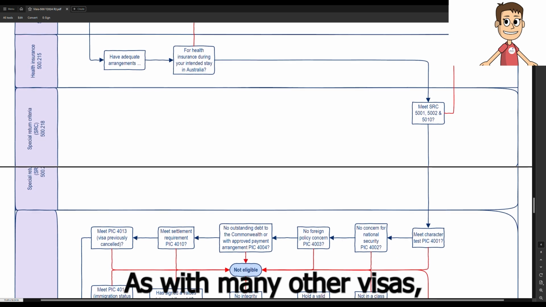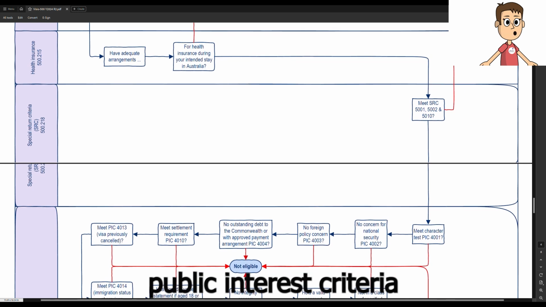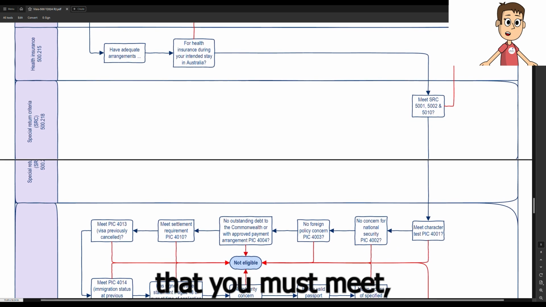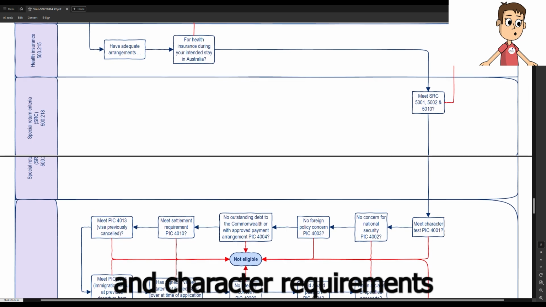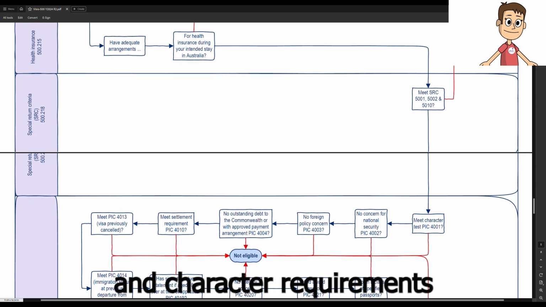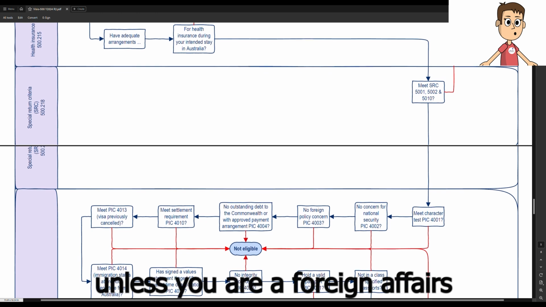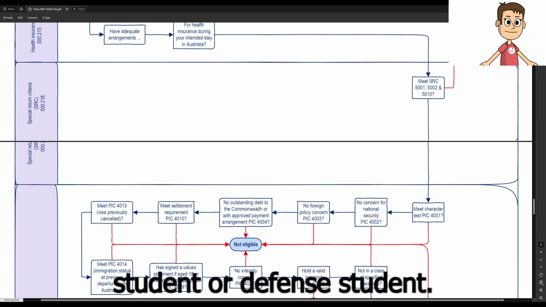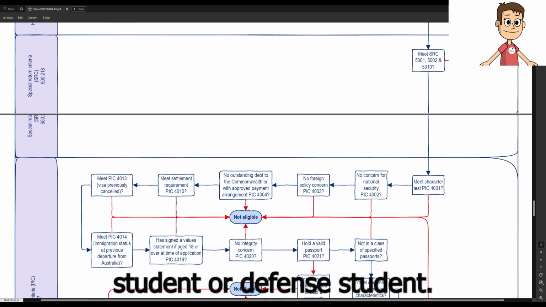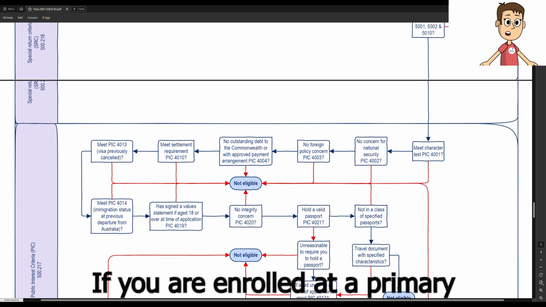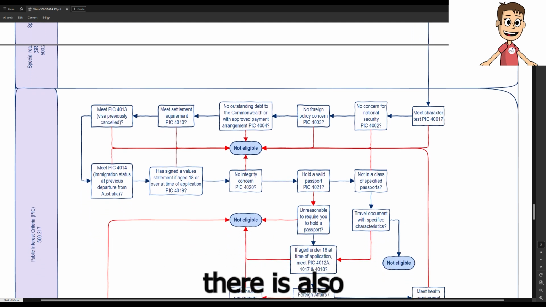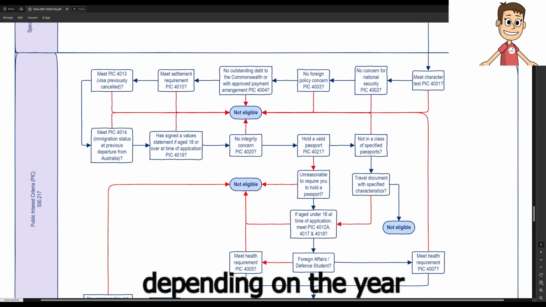As with many other visas, there are various public interest criteria that you must meet, including health and character requirements. With the health requirement, a health waiver is not available unless you are a foreign affairs student or defense student. If you are enrolled at a primary or secondary school, there is also an age requirement depending on the year level of your study.